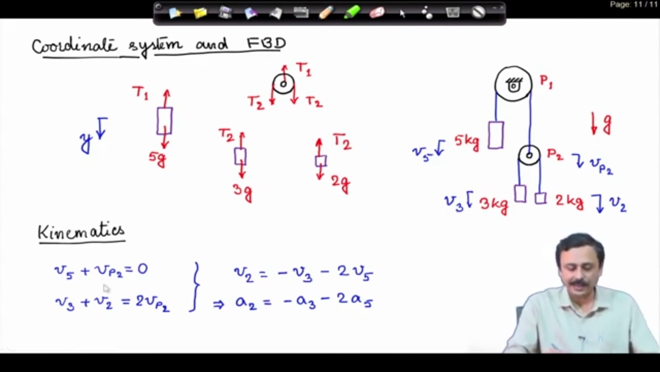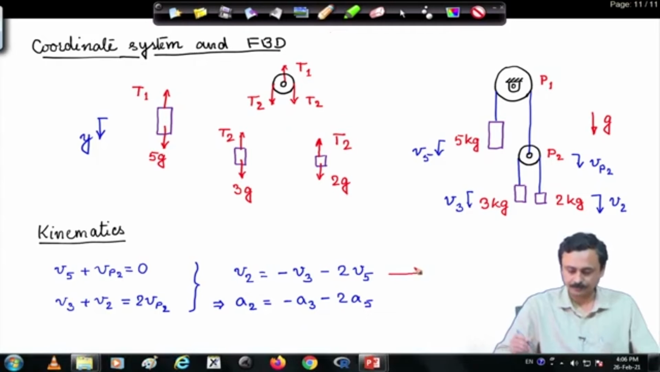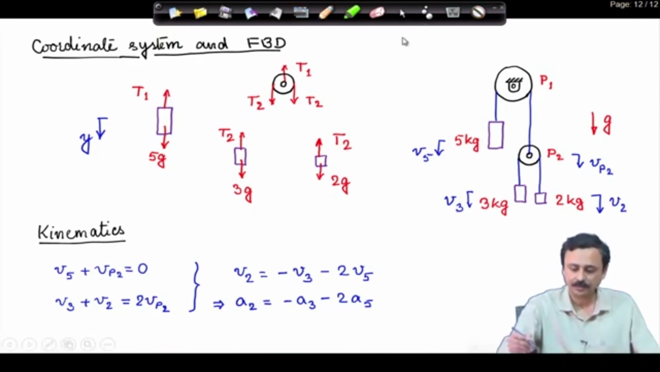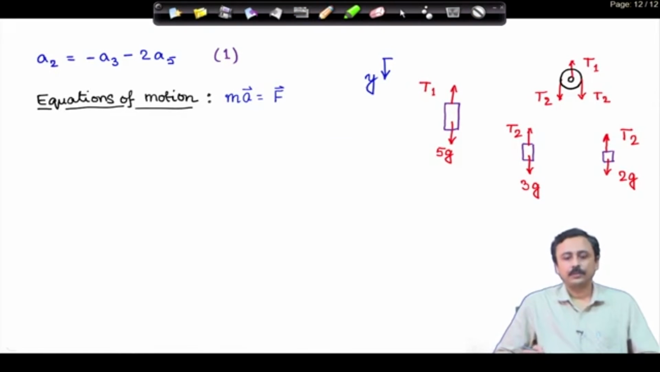From here, if I eliminate Vp2, velocity of pulley 2, from these two relations, then I obtain this relation of velocities, and by differentiating with respect to time I get the acceleration relation. This relation relates the accelerations of the 3 masses. Therefore, our first equation is the acceleration relation, which comes from our kinematics.